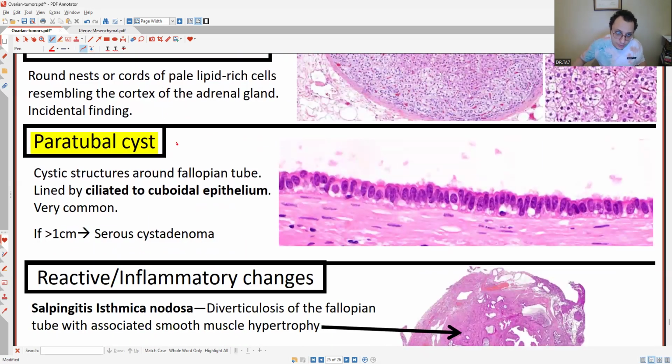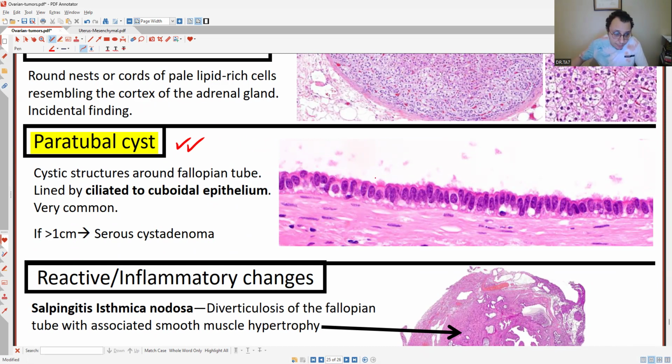The first entity that I need you to know for sure is a paratubal cyst. And this is also not for the boards, but for our daily practice, because you might get some TAH and BSO, bilateral salpingo-oophorectomy, and you might see a little cyst nearby one of the fallopian tubes, and you take a section and submit it, and then you will see this paratubal cyst. So it's fairly common. It's a very benign cyst. The size should be less than 1 centimeter.